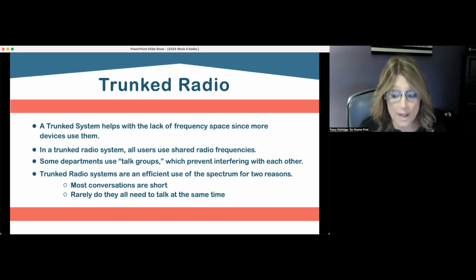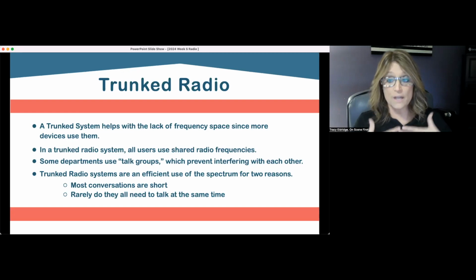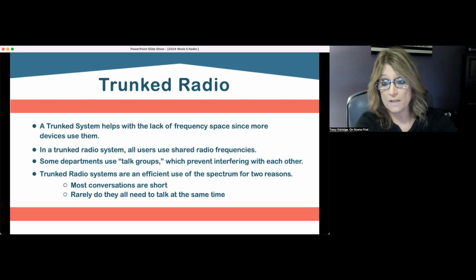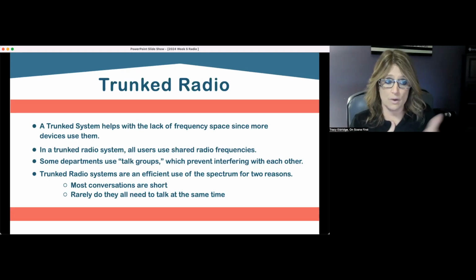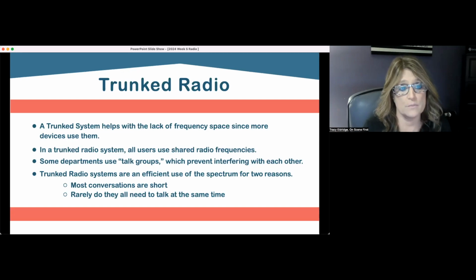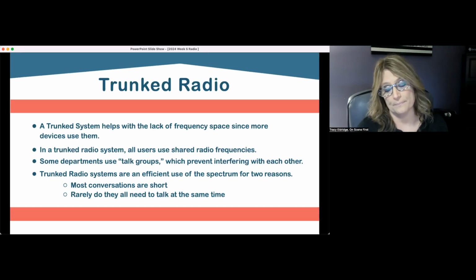So if I'm on the fire department, it's going to grab the next open spot in my talk group if I'm talking to another fire unit, and so on and so forth. Trunked radio systems are an efficient use of the spectrum for two reasons. Number one, most conversations are short, or they should be anyway, and rarely do they all need to talk at the same time. Sometimes they try, but they don't have to.